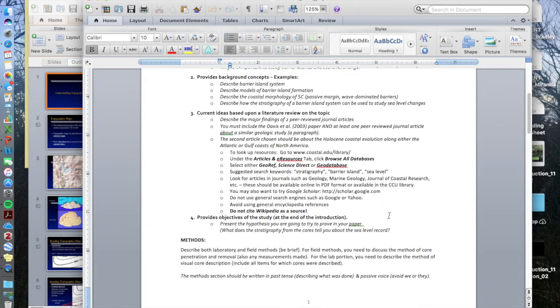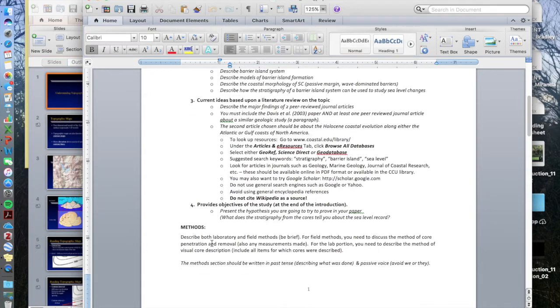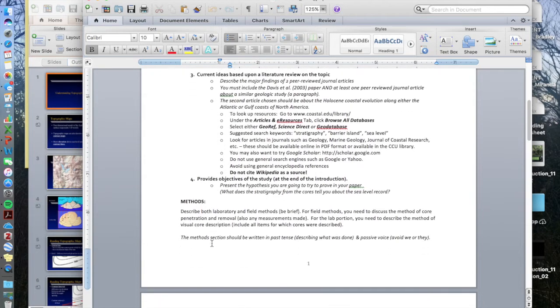Don't use Wikipedia, that doesn't count. We're looking for peer-reviewed scholarly journal articles, such as Geology, Marine Geology, Journal of Coastal Research, stuff like that. You can use the library, and you can come talk to me if you have questions about that. But use a good resource. And then also, you'll provide your hypothesis, what you're trying to argue in your paper, and your goals. That's often a good part of that.